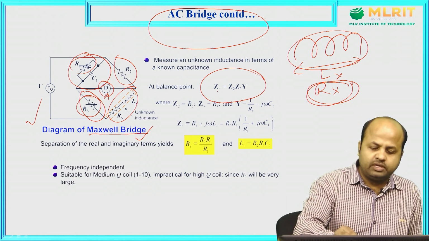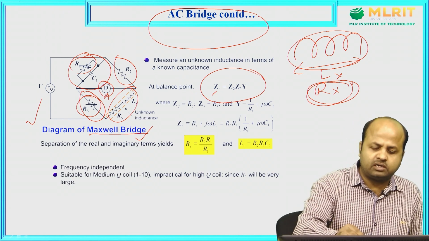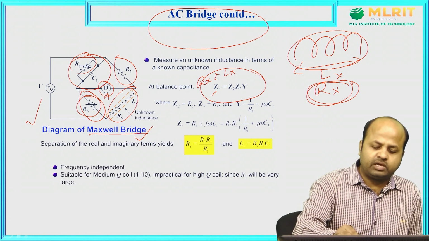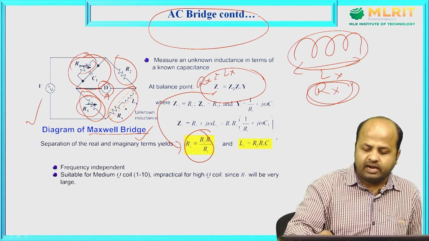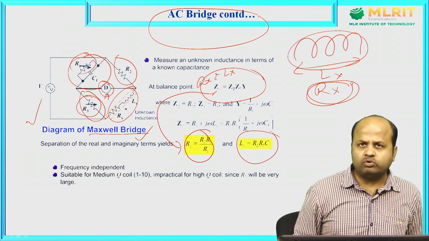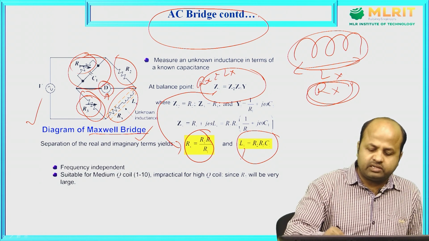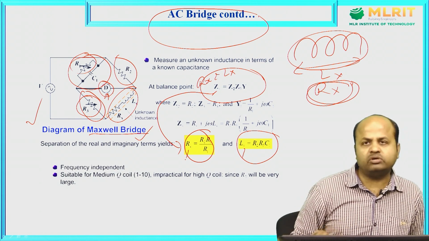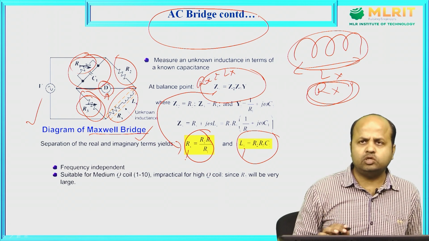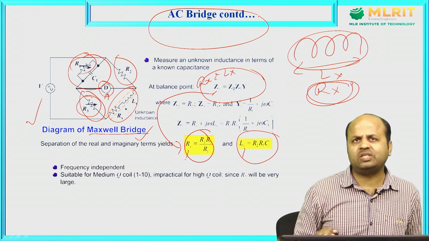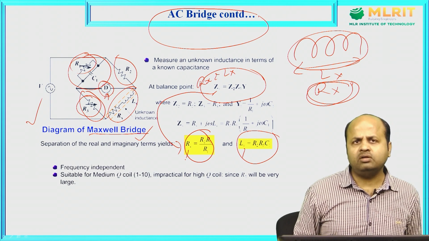Here Zx consists of nothing but Rx and Lx. So we can separately find the Rx using this formula and Lx using this formula. So we can easily find the unknown inductance and unknown resistance of a coil. So Maxwell bridge is used to find the unknown inductance and unknown resistance of a coil.